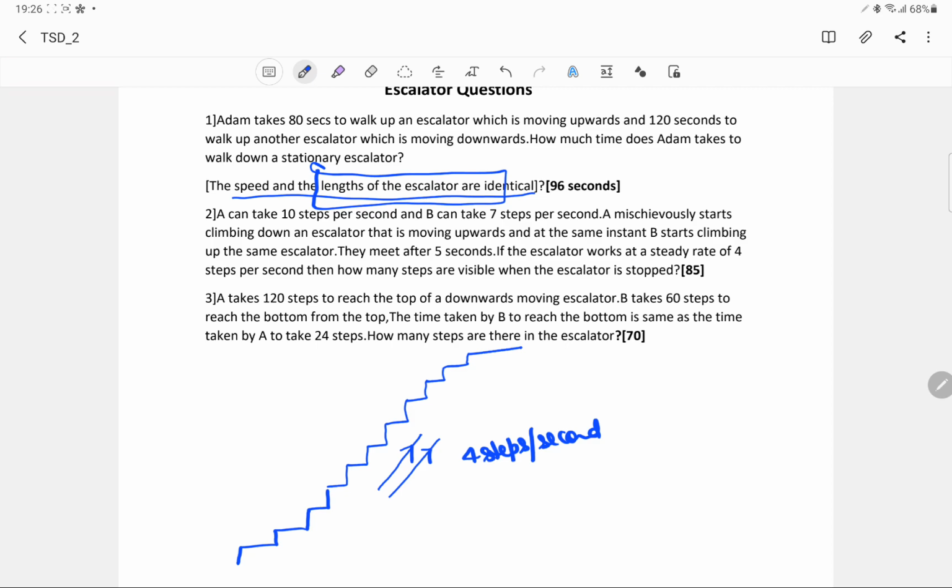Now A can take 10 steps per second, and it is coming from this side. So this is A, and he is moving in the downward direction, and this is B standing at the bottom, moving in the upward direction. Now try to visualize that. For 5 seconds, what would be the number of steps that B would take moving up the escalator? See this. It will take 7 steps per second.